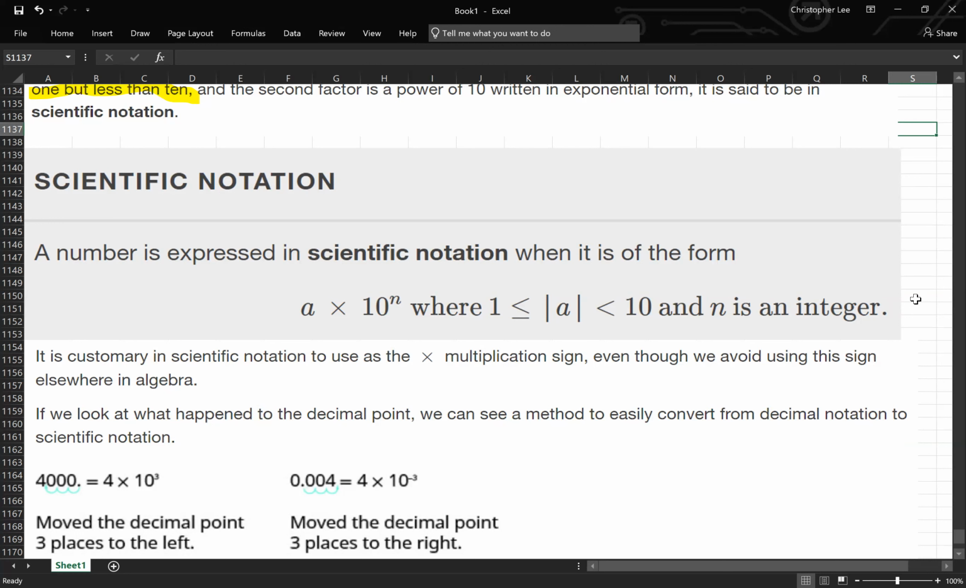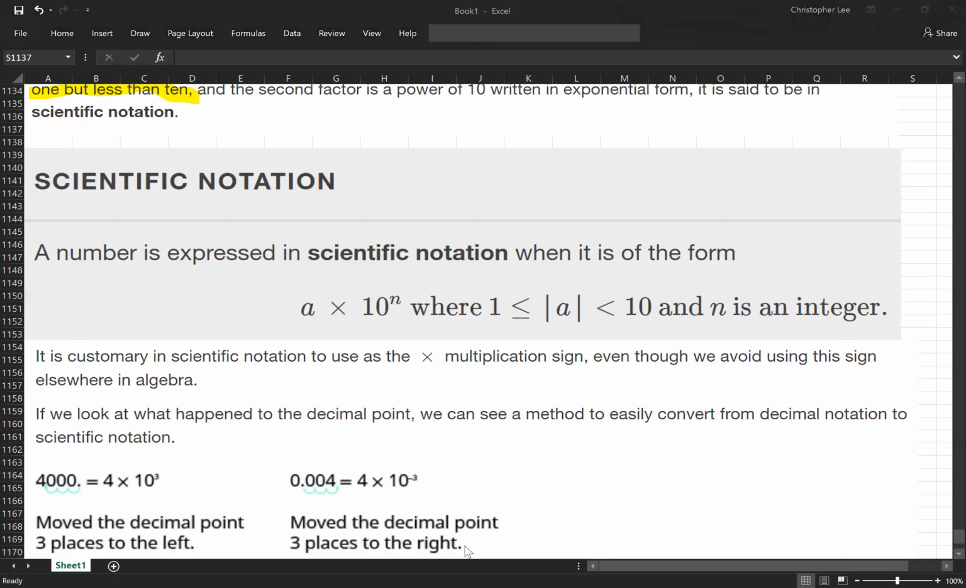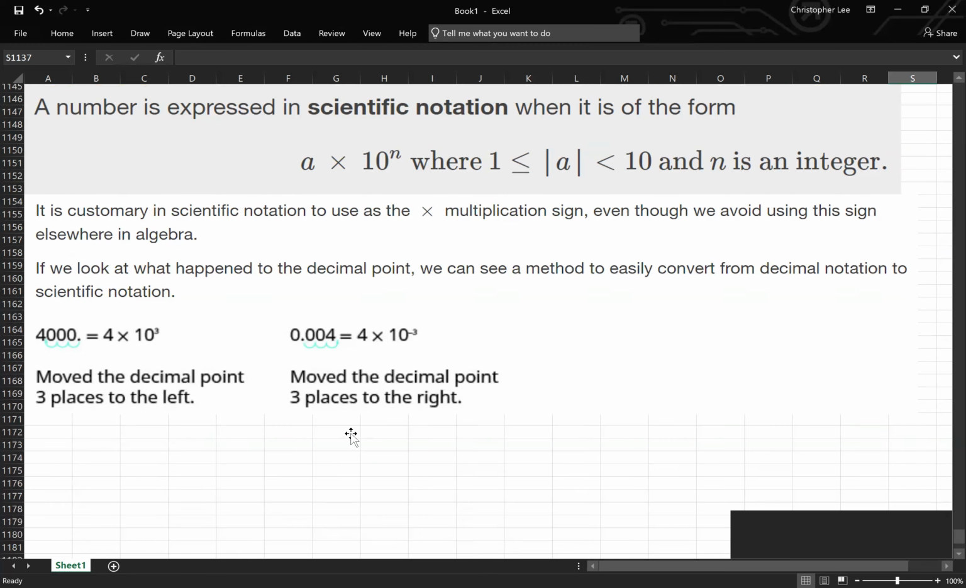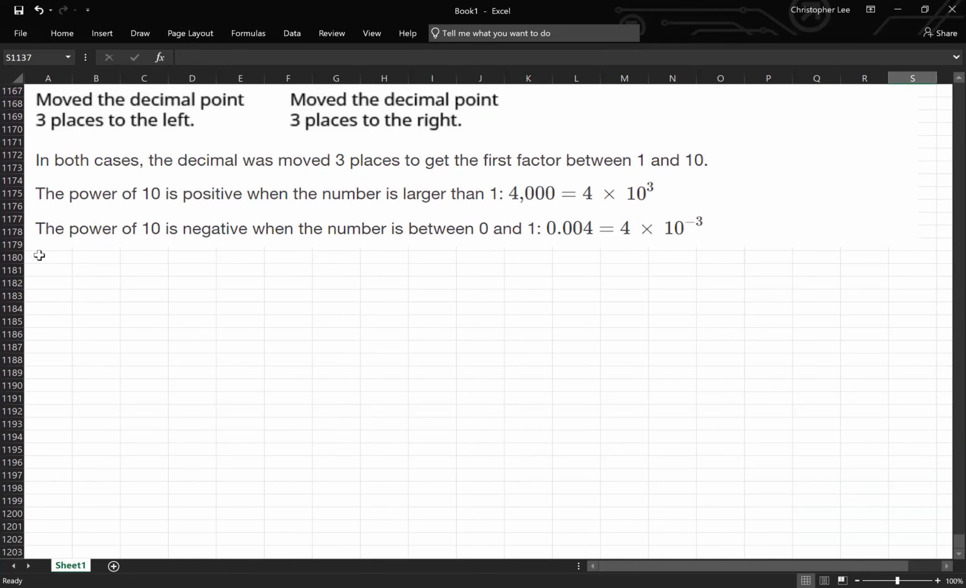And this is how you convert from a whole number to scientific notation, and from a decimal to scientific notation. Real quick, let me just give y'all a little how-to.